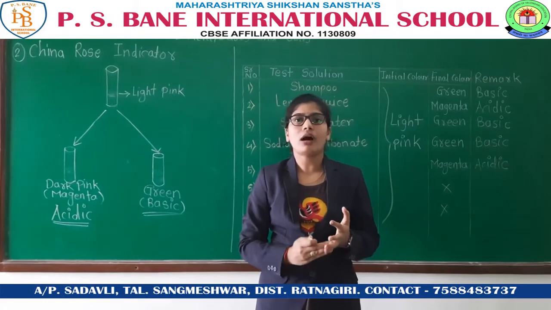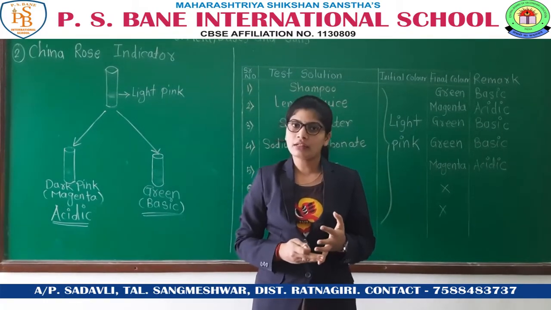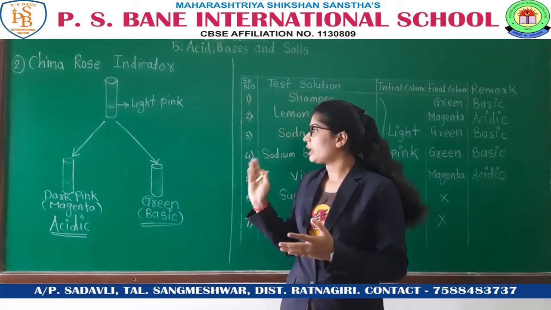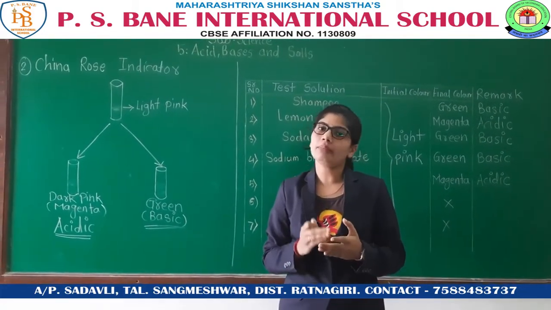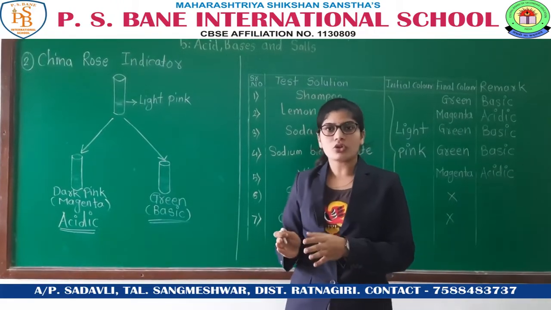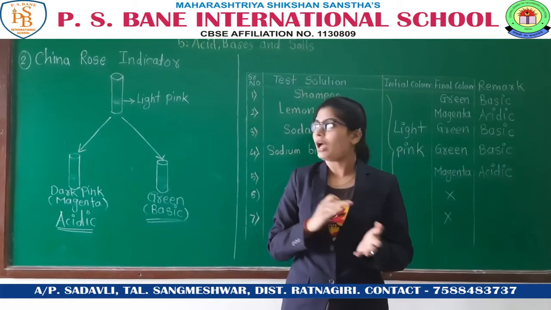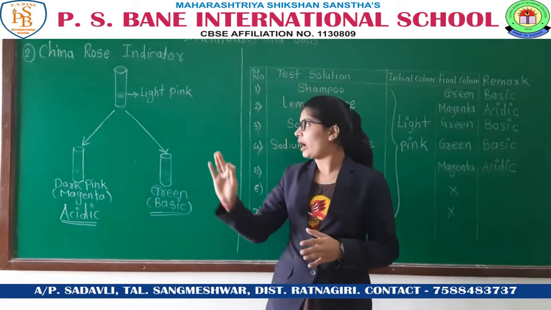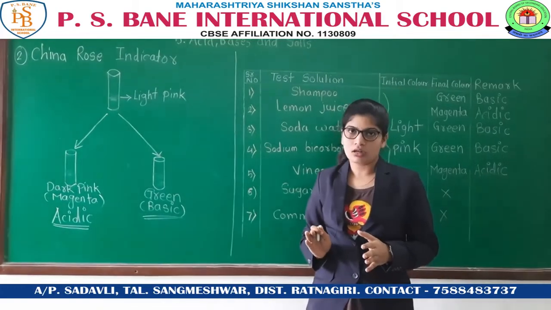First we have learned about indicators. Then what the indicators are, means which are the indicators. Then we have learned about pH and the pH scale. Then we have observed the test of turmeric solution and China rose indicators. Understood? I hope that you have understood all the things.